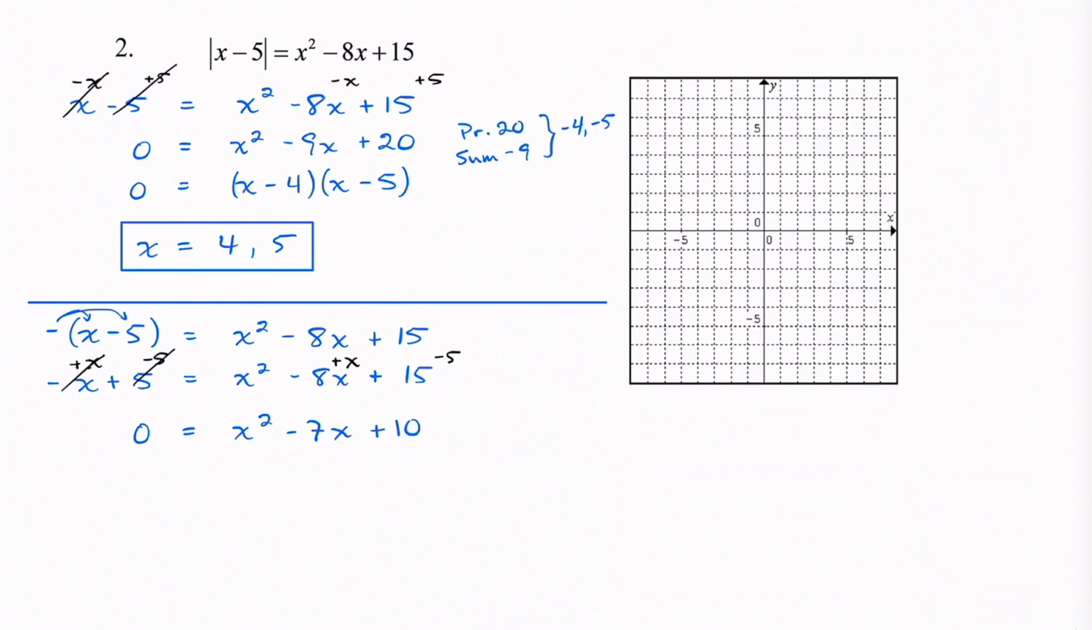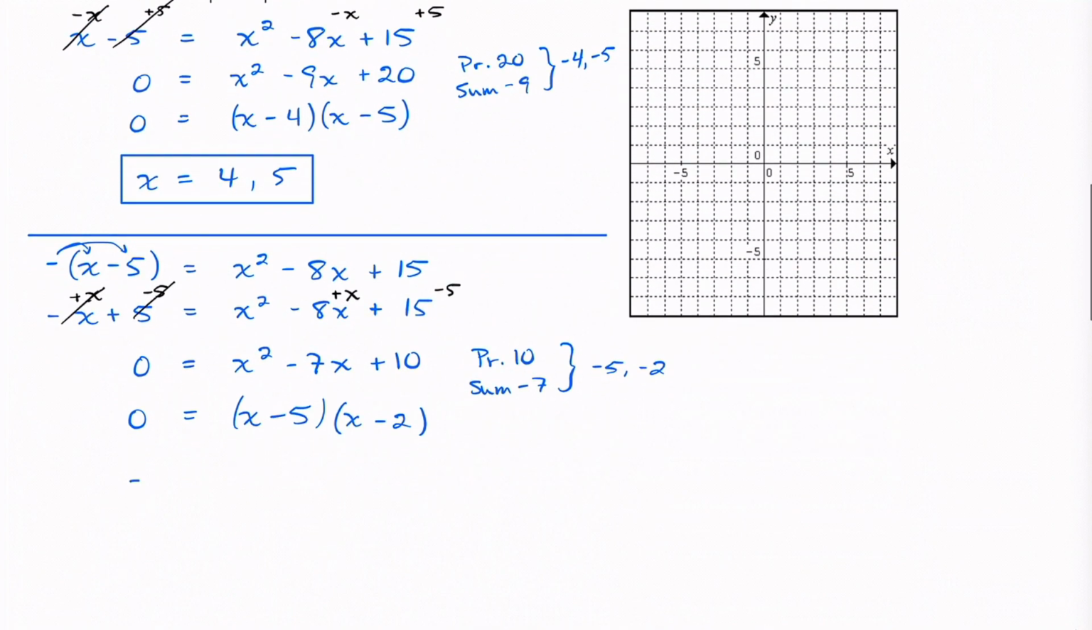So here we have to try to get a product of 10 and a sum of negative 7. And the two numbers that'll work for that are a negative 5 and a negative 2. So again, just break this apart: x minus 5 and x minus 2. Take each of those brackets, set them equal to 0, and we'll get x equals 5 and x equals 2. And we can see one of those solutions actually repeats. So let's box our answer.